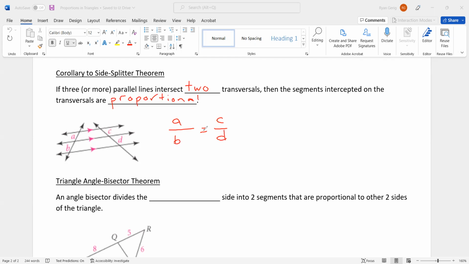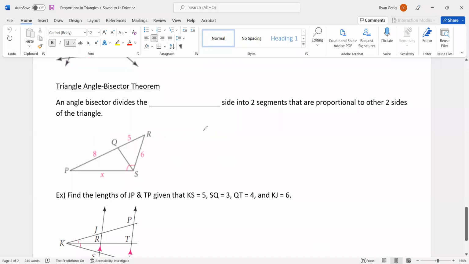Okay. The triangle angle bisector theorem says that an angle bisector, which is given by that symbol right there, those symbols are needed, which says those two angles are equal. The only way those two angles are equal is if SQ is an angle bisector. So we've got an angle bisector. Divides the opposite side. So in this case, the opposite side would be the one that's opposite the congruent angles. So the opposite side here in this problem is RP. Okay. It divides the opposite side into two segments.